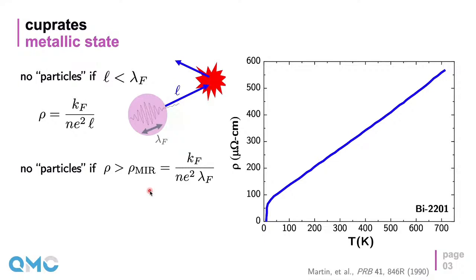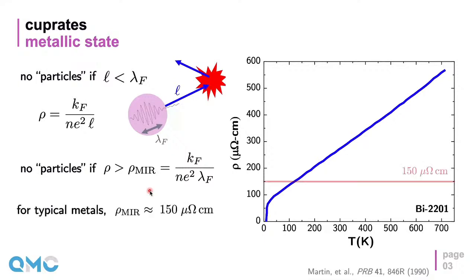so-called bad metal state. So if you put the numbers of a typical metal like copper or aluminum into this formula, you can estimate what this limit is, and you can see that it is very easily and clearly violated by these high TC materials. Thus, this very common statement that cuprates are bad metals.